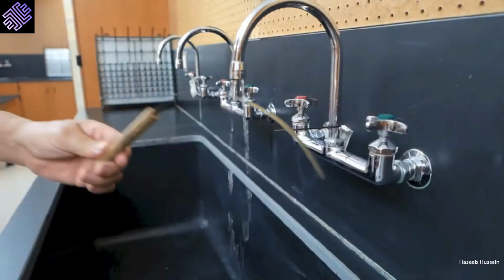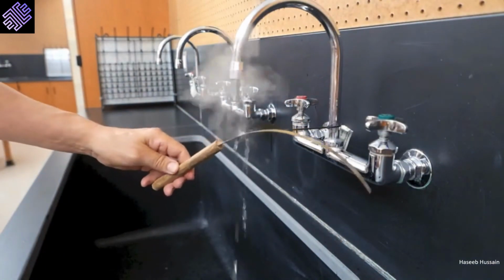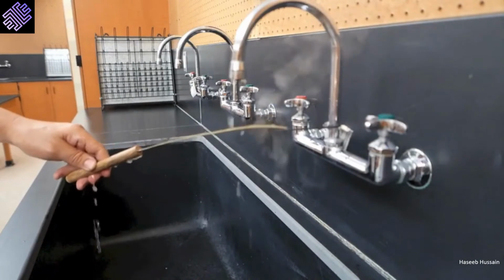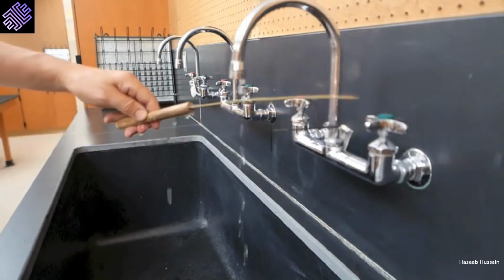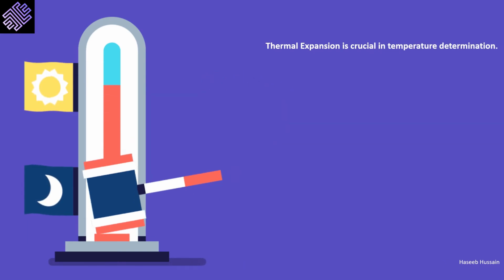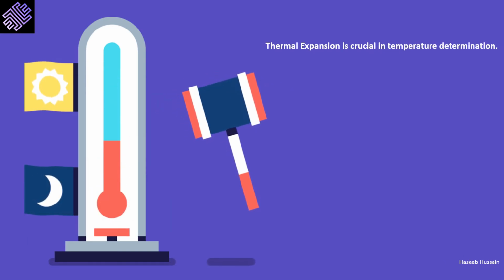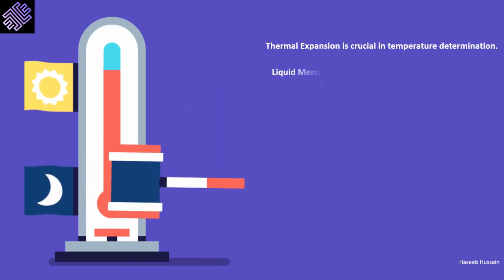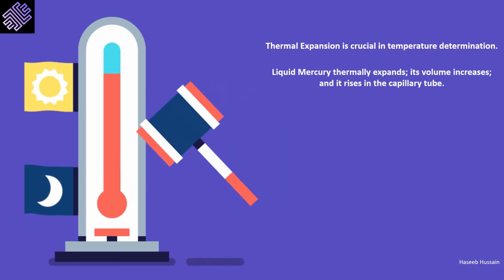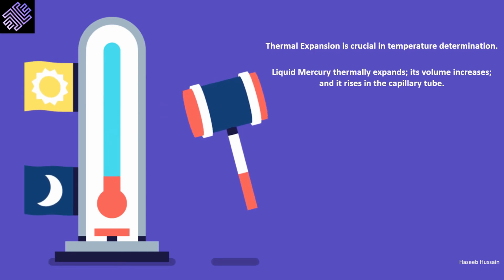Now, when the strip is cooled by pouring cold water, it contracts back to its original shape. If cooled further, the metal contracts even further and the strip bends in the opposite direction. Thermal expansion of liquid is used in thermometers for temperature measurement. Liquid mercury absorbs heat energy and thermally expands. Its volume increases and it rises in the capillary tube.